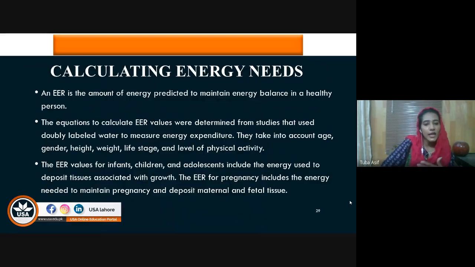Now, calculating the energy needs. Energy expenditure requirement is the amount of energy predicted to maintain your energy balance in a healthy person. There are several equations to calculate the EER values, and they were determined from studies that used doubly labeled water to measure energy expenditure. They take into account age, gender, height, weight, life stage, and the level of physical activity.